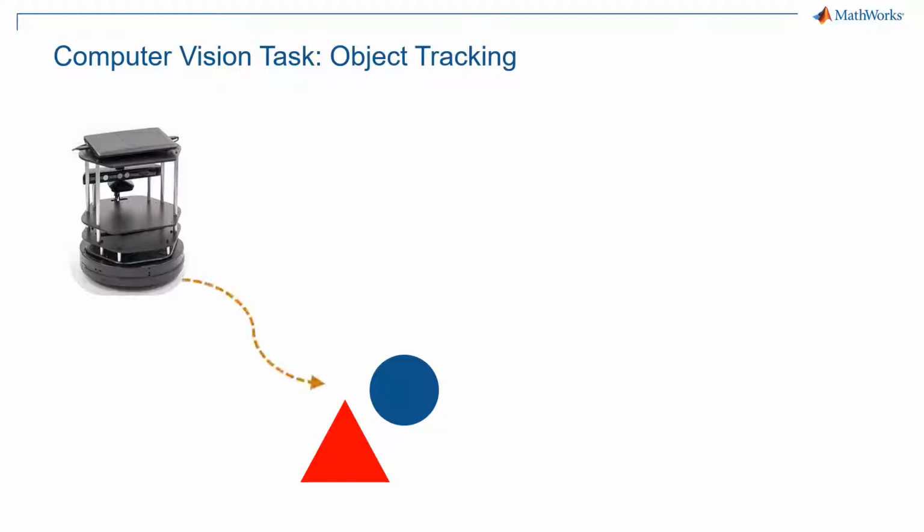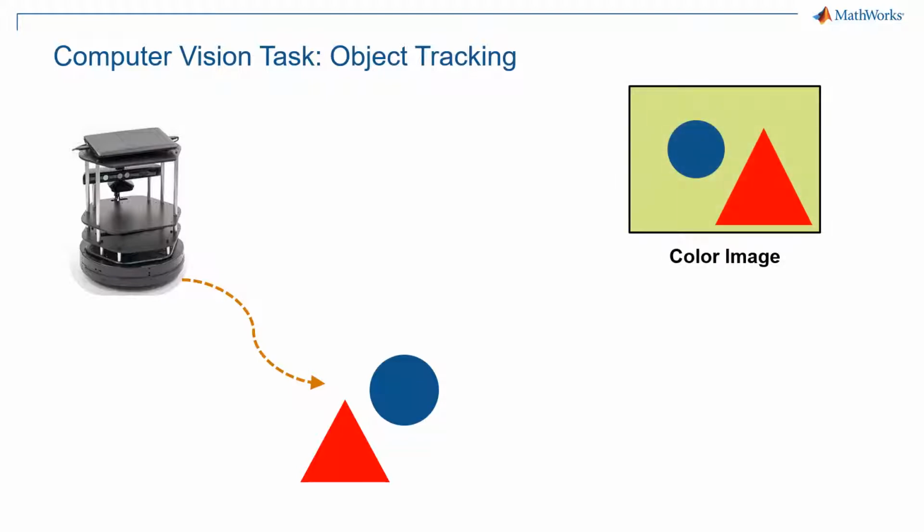In other words, you want to move up to it, face it right in the center of your field of vision, and maybe stay a certain distance away from it, and maybe follow it as it moves along. One of the ways you can do this is through computer vision, or the idea of using images to make some kind of insights about the world.